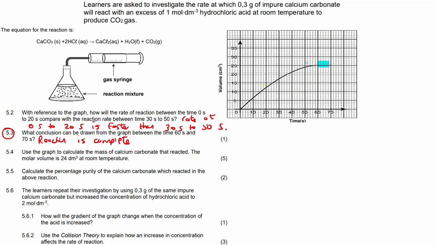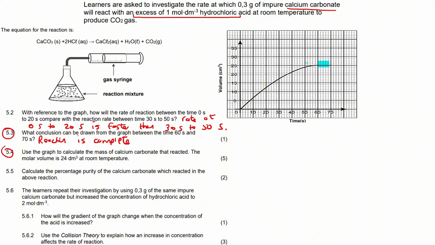When is a reaction complete? It's when one of these reactants is finished. Which one would finish first? It would definitely be the calcium carbonate. Why? Because they said that the HCl is in excess. Excess means that there's more than you need.